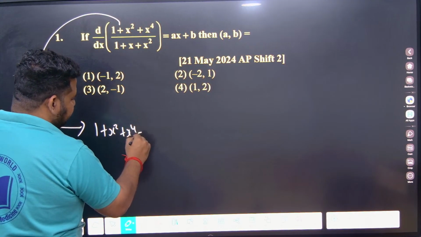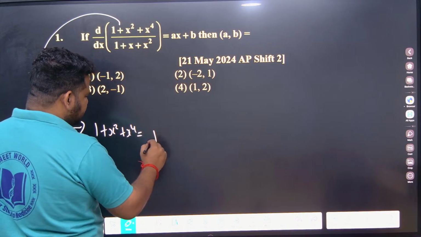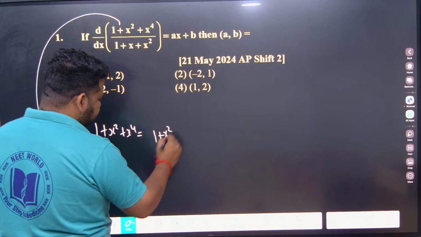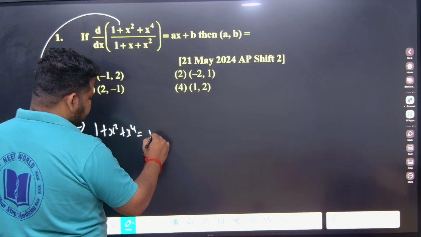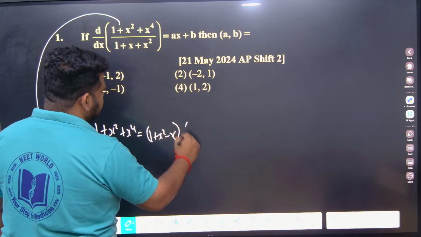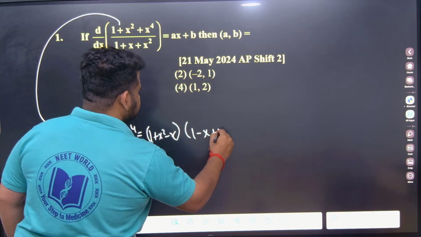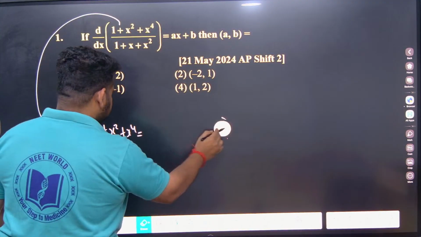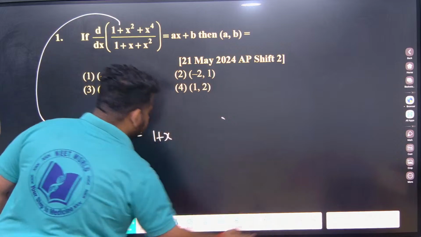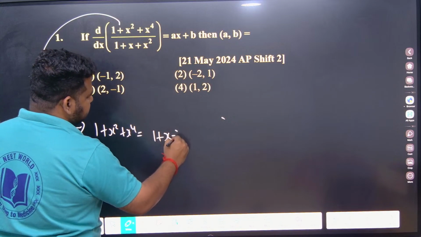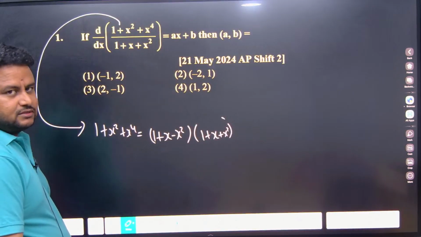1 plus x square plus x power 4 can be factorized as 1 plus x square minus x, or you can write it as 1 minus x plus x square. Another factor is 1 plus x plus x square. This is what we will have on factorizing this.